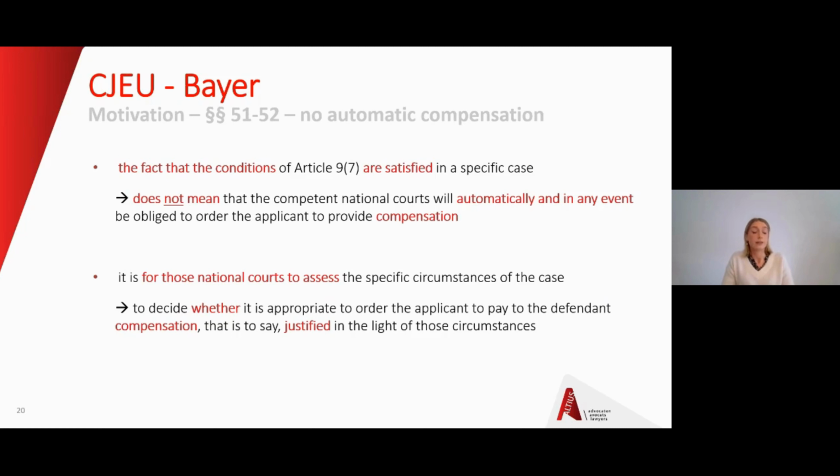Further, the court states that the fact that the conditions of Article 9.7 are satisfied in a specific case, and this is very interesting for the case that Kirian is going to discuss next, does not mean that the competent national courts will automatically and in any event be obliged to order the applicant to provide compensation. So it is up to the national courts to assess the specific circumstances of the case and then to decide whether it is appropriate or not for the applicant of the measures to pay a compensation, which is then, as we just discussed, to be appropriate to the defendants. And this is interesting because it almost seems like the court is saying now that a strict liability regime would not be compliant with the enforcement directive.